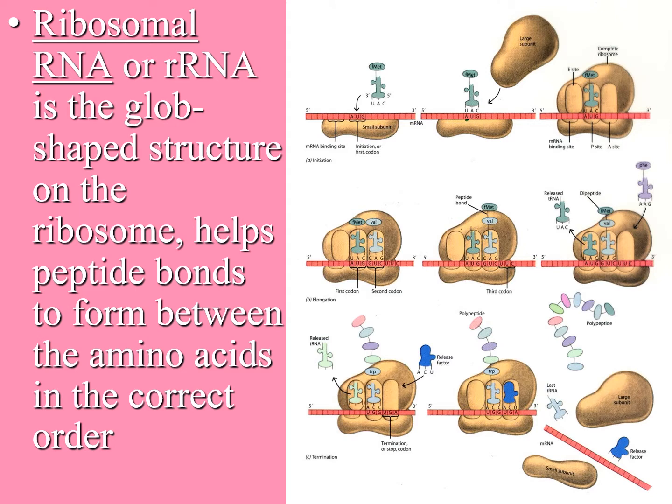So then we have ribosomal RNA, which is called rRNA, a globe-shaped structure. And this right here on the ribosome helps peptide bonds form. Now remember, what's the whole point of protein synthesis? To make proteins, right? It has to do a lot with the ribosomes, because ribosomes make proteins. But what type of bonds was there? Remember, the amino acids made peptide bonds. So this is how the peptide bonds are formed between amino acids. But the amino acids have to be in the right order.